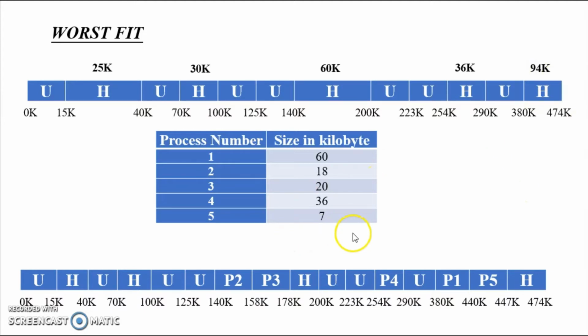We place it after process 1, which starts from 440 kilobyte until 447 kilobyte, and the worst fit for the table is done.